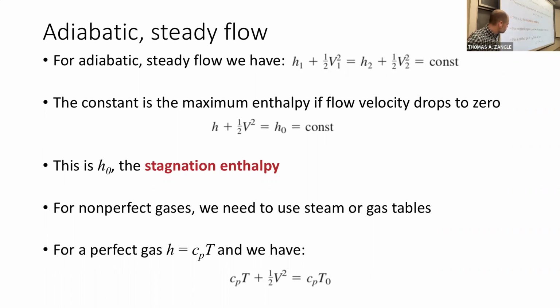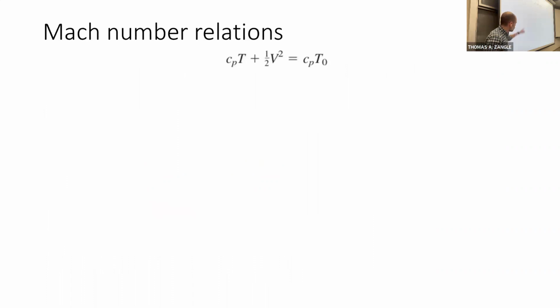Again, bring in some thermo. So we're going to start there, right? It's telling us the enthalpy at some point in the fluid plus basically the kinetic energy per unit mass within the fluid, that 1/2 V squared, is equal to the stagnation enthalpy, in this case Cp T naught.